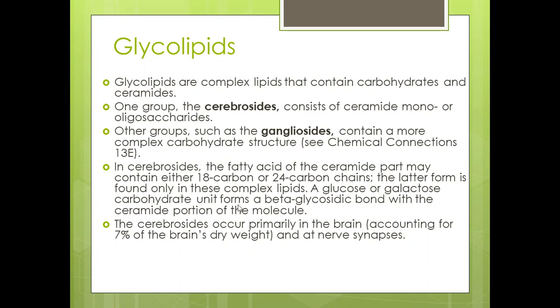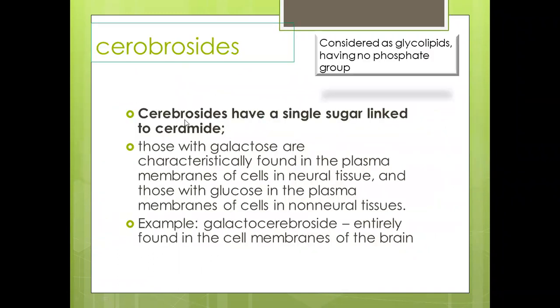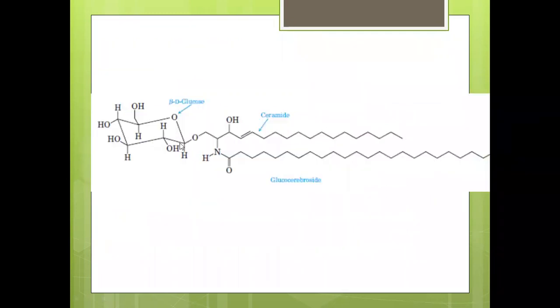The cerebrosides occur primarily in the brain. So the cerebrosides occur primarily in the brain, accounting for 7% of the brain's dry weight and at nerve impulses. So you can now know that our brain is composed primarily of our glycolipids or cerebrosides. Now, the cerebrosides are sugar linked to ceramide kani. Cerebroside, sugar linked to ceramide kani because this is our ceramide. This is our sugar part. Depende na kung saan sugar.